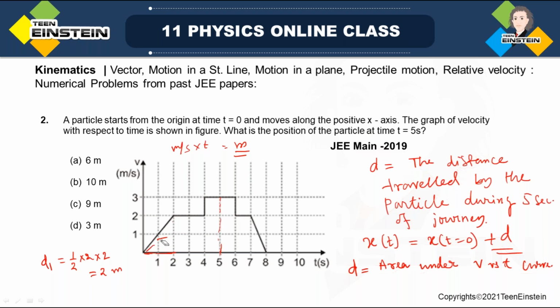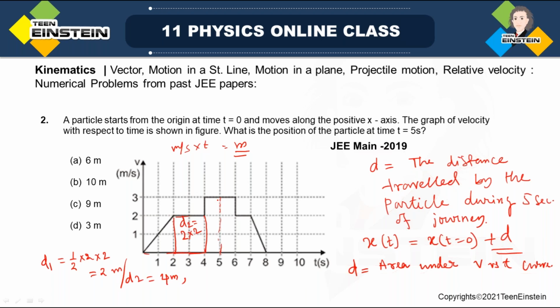Now up to this we have got up to 2 seconds. Now we have to see in between this. Okay, in between this you can see this is actually a square. So area of the square, length and breadth. What is the length? Length is 2. And what is breadth? Again, breadth is also 2. So it has, suppose distance d2, so this is 4 meter. So d2 is 4 meter.